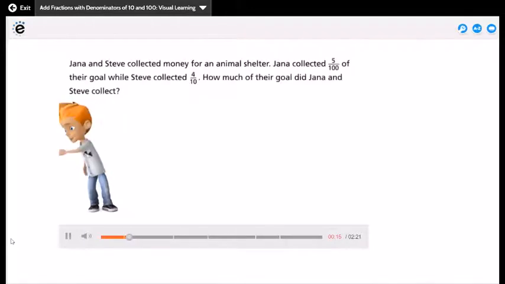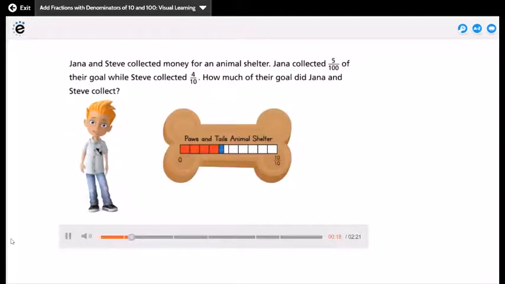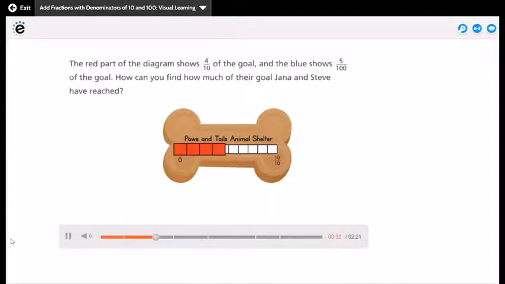Jana and Steve collected money for an animal shelter. Jana collected 5/100ths of their goal, while Steve collected 4/10ths. How much of their goal did Jana and Steve collect? The red part of the diagram shows 4/10ths of the goal, and the blue shows 5/100ths of the goal. How can you find how much of their goal Jana and Steve have reached?